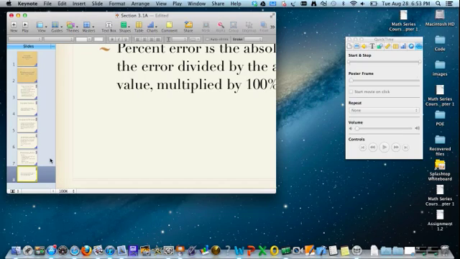All right, that should do it for this section.